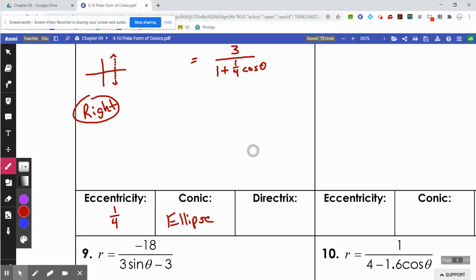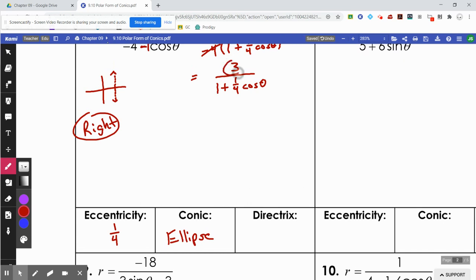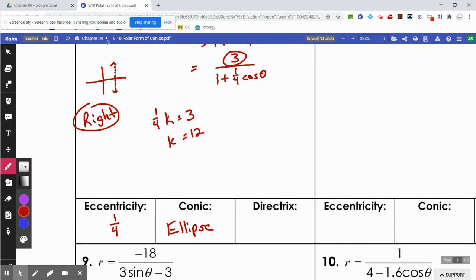The next thing is let's find our value of k. This is k times the eccentricity. So k times 1/4 is equal to the 3 on top. Divide both sides by 1/4 and you get a k value of 12. So therefore we're 12 units to the right of the pole. So that's going to be a directrix of x equals 12.